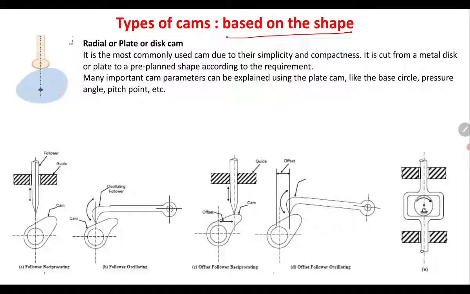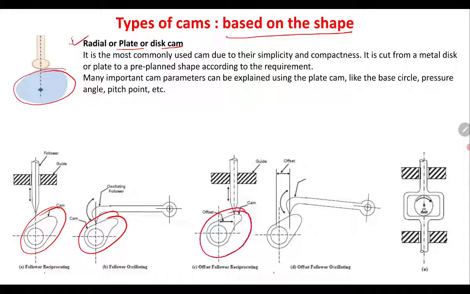You will see the first type, which is called a radial cam, or plate or disc cam. So this is nothing but the cam which is called a plate cam. You will see the different structures which are formed using the radial type of cam. Here you will see this radial cam having a certain different nature of arrangement, and here also another nature of the cam.